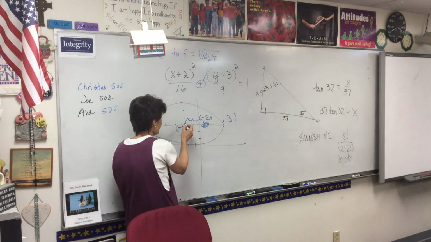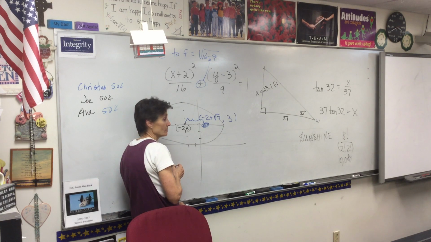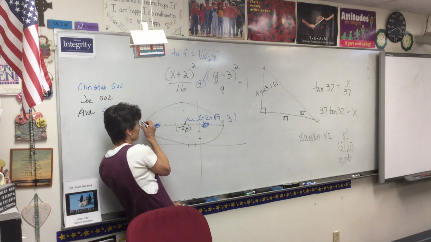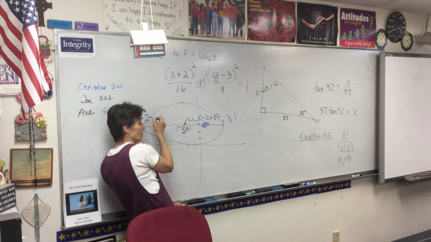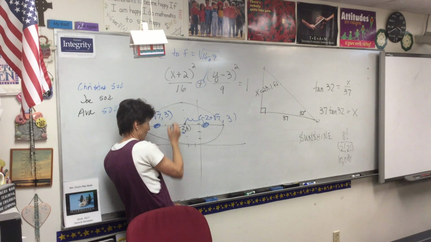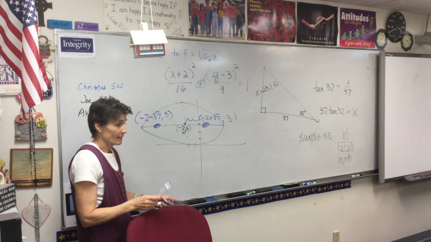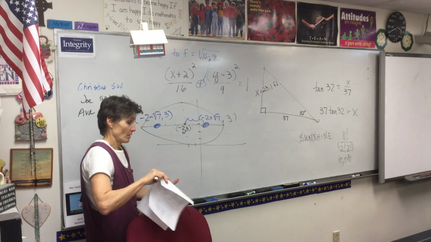So I'm going to start right here at -2, and I'm going to add root 7, and then comma 3. And then what's this one going to be? -2 minus root 7, comma 3. And that goes in the answer blank. The blue points are the foci.